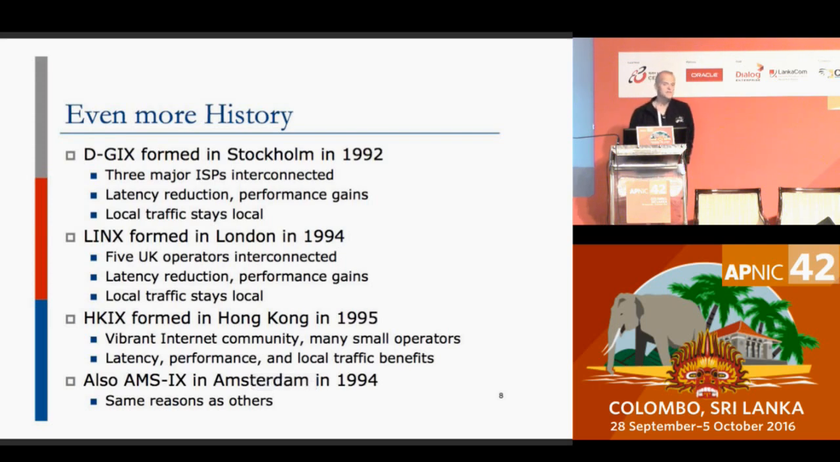DGIX was formed in Stockholm, 1992. Three major providers in the Nordic countries connected there. And of course, it was done for latency reduction because the traffic always went back. LINX was formed in London. It was the 5 UK operators interconnected there. Latency reductions, performance gains, local traffic stays local.